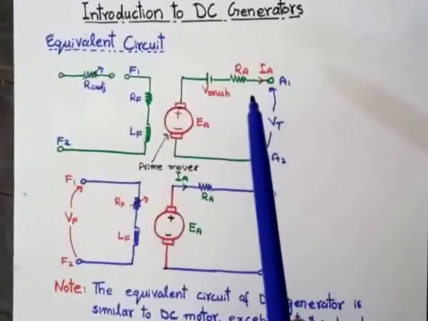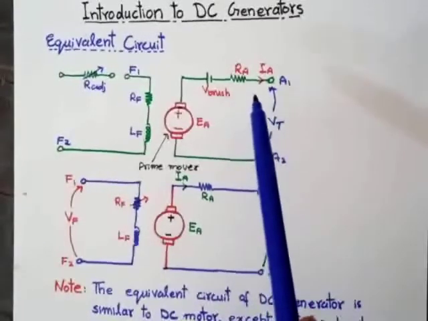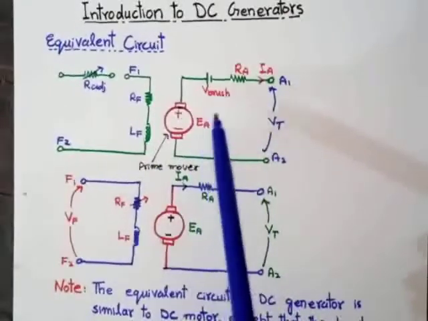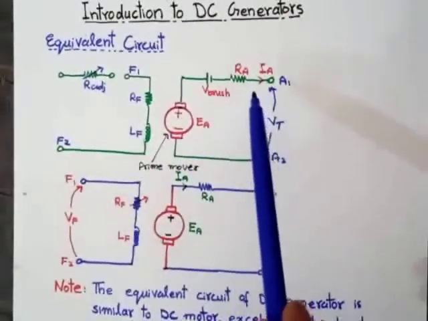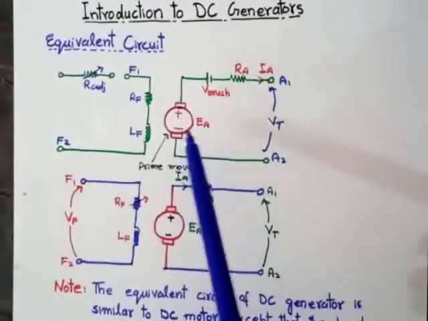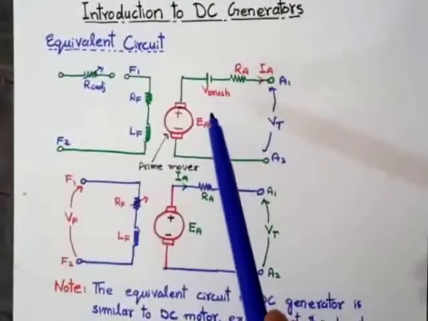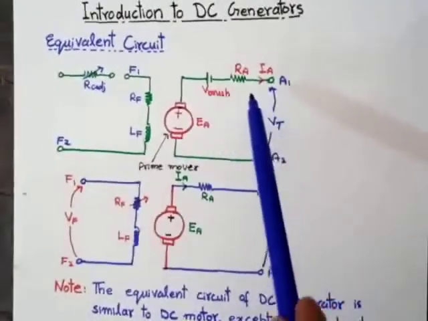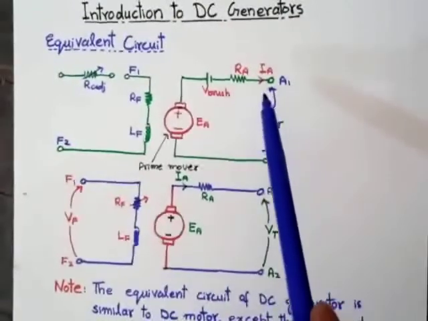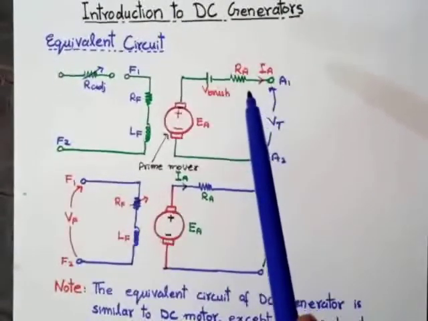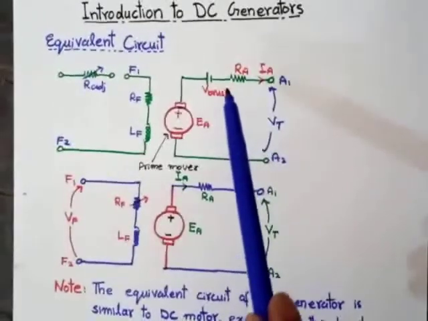As we know, in case of a motor, the current was flowing into the machine. It means the armature current was flowing into the machine in case of a DC motor. And here, in case of a DC generator, current is flowing outside the machine. Here the direction of the current is outward in case of a DC generator. In case of a DC motor, the direction of the current was inward.